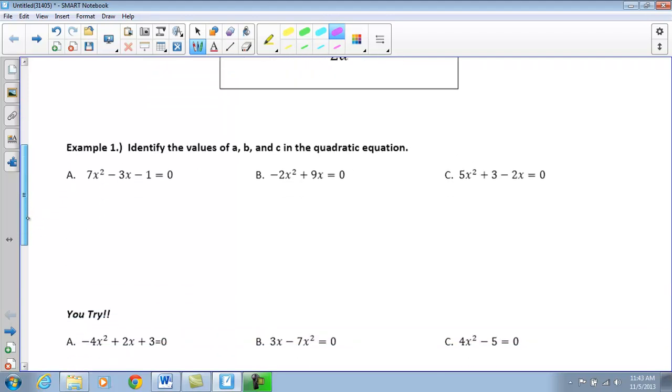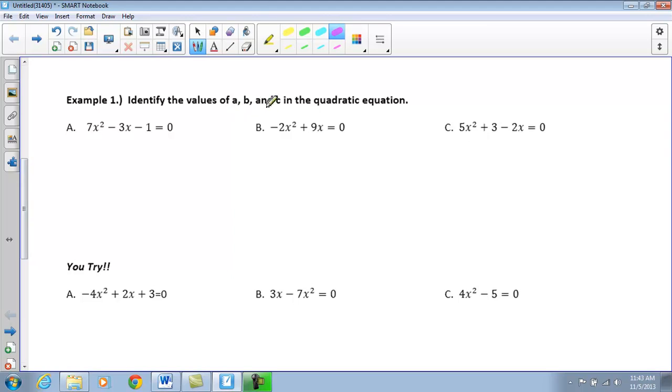The first example we're going to take a look at, though, is just identifying our a, b, and c values for the quadratic, because this is going to be important to do when we're actually working with the formula. So if we take a look at letter A, I have 7x squared minus 3x minus 1. So I need my a, b, and c value. Now remember, your a always comes in front of that x squared term, so a is going to be 7. Our b comes in front of our x term, so we have a negative 3, and my c is my constant. Remember to include that sign in front.